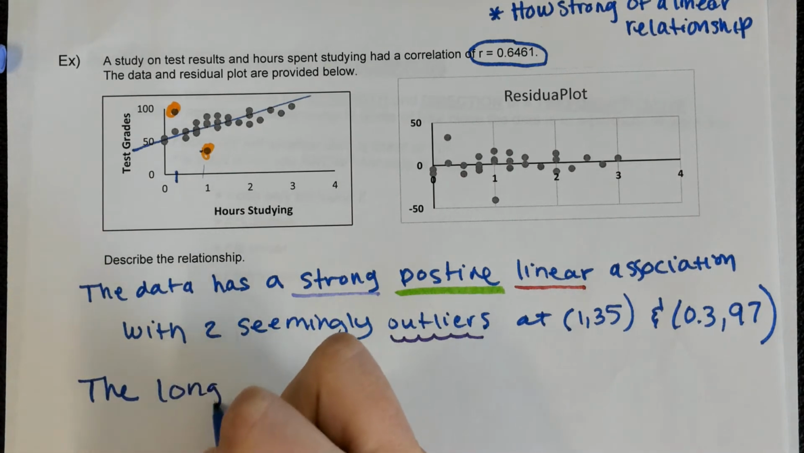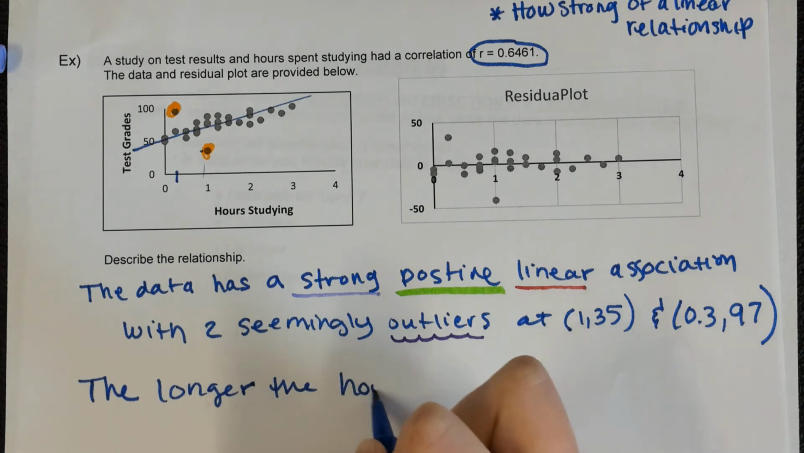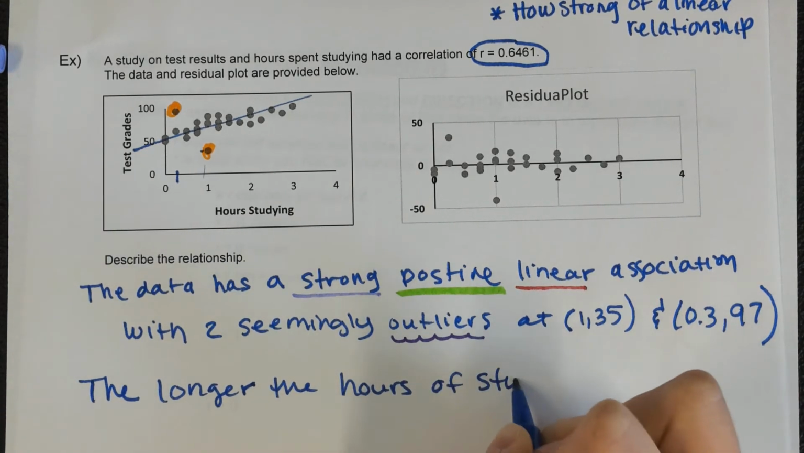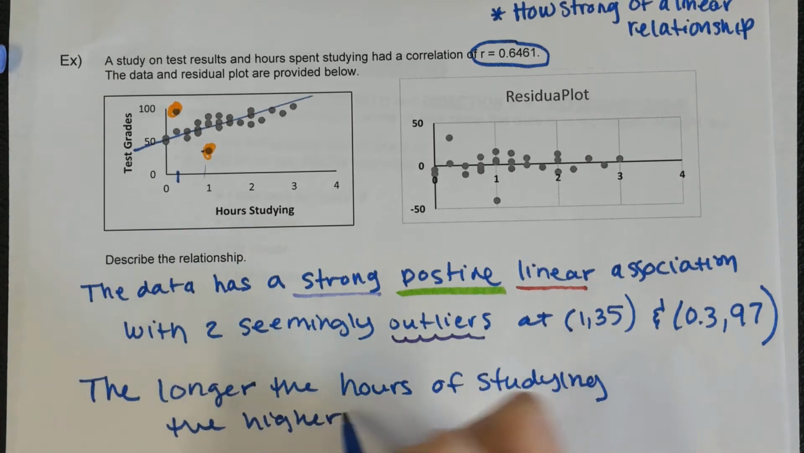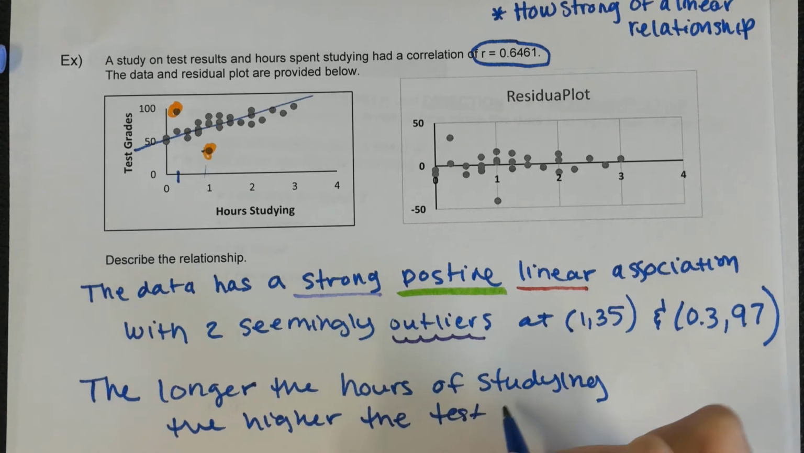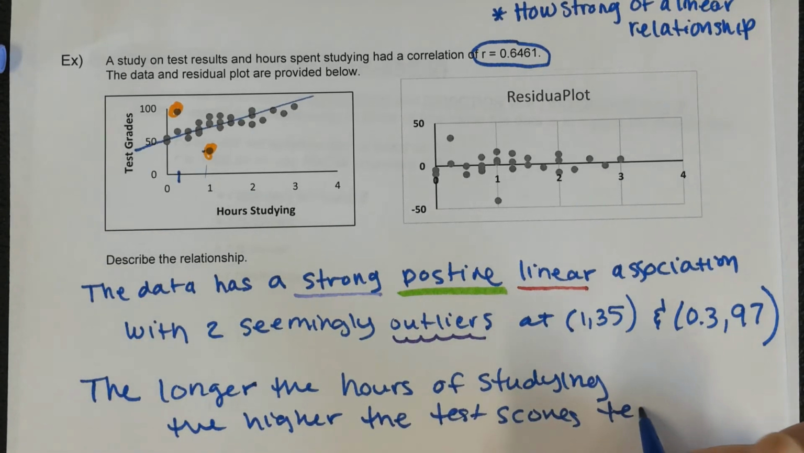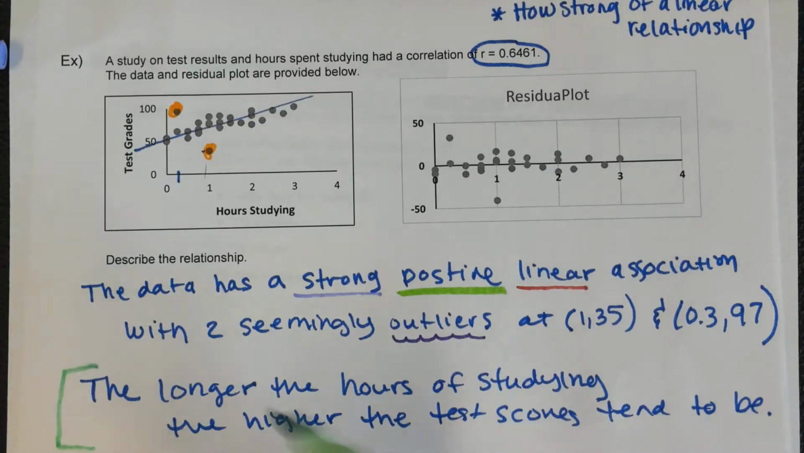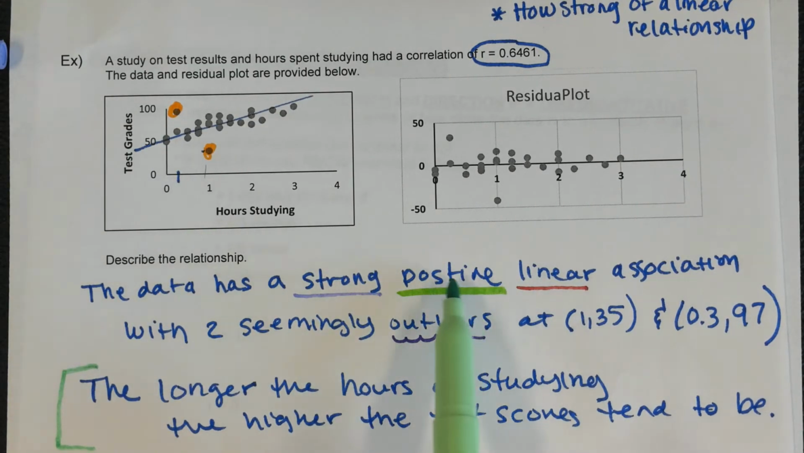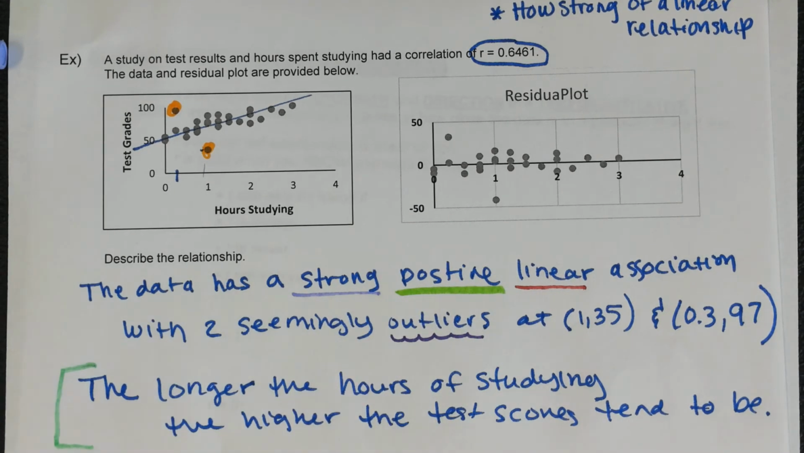The longer the hours of studying, the higher the test scores tend to be. Okay, I'm not saying they are, I'm saying they tend to be, and so that is like in a relationship thing. So those are kind of our first three parts. First part, give strength, give direction, give form, talk about outliers or high leverage points, then make a conclusion about it.